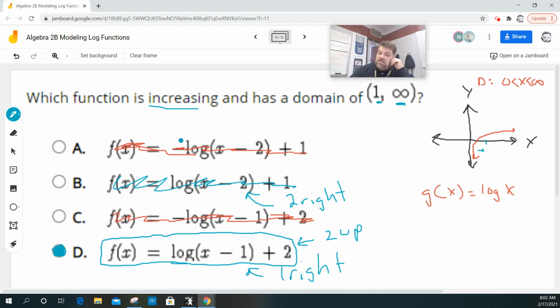And you got to make sure that it doesn't have this negative sign in front, okay? So be mindful of that. Kids will come to me and they'll say, I put D. No, you got to put log base 10 of the quantity x minus 1 plus 2. That's what you have to put, which might be A, it might be B, it might be C.